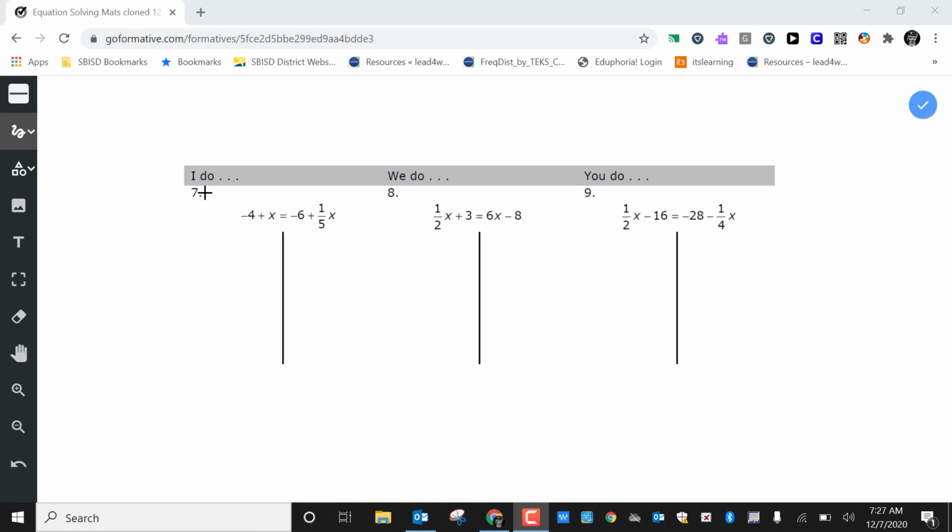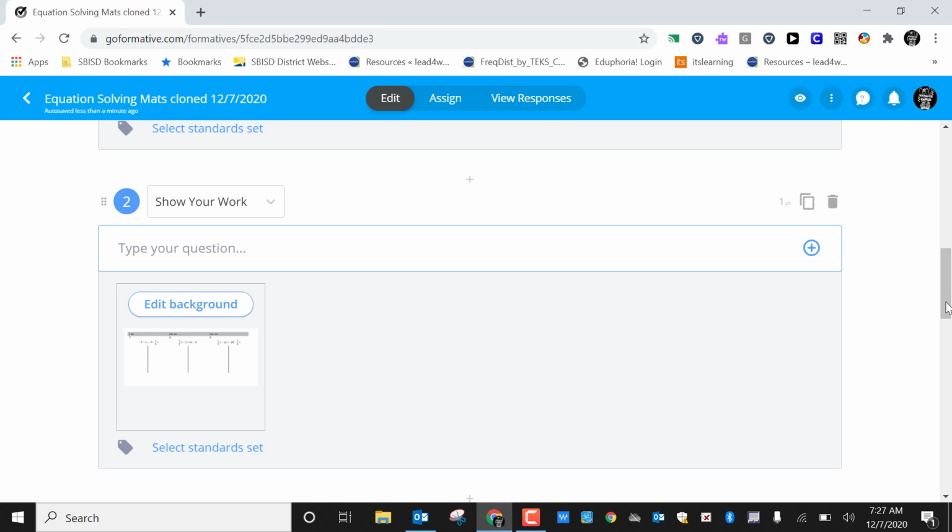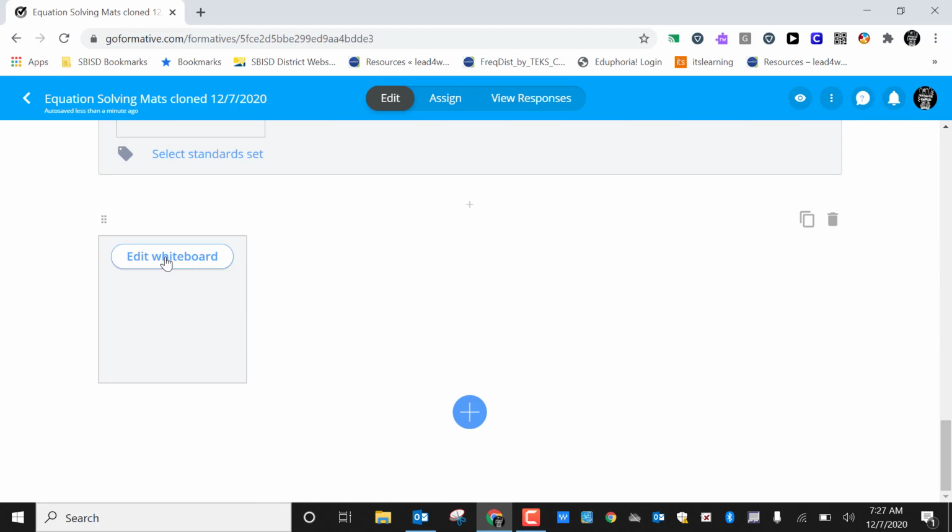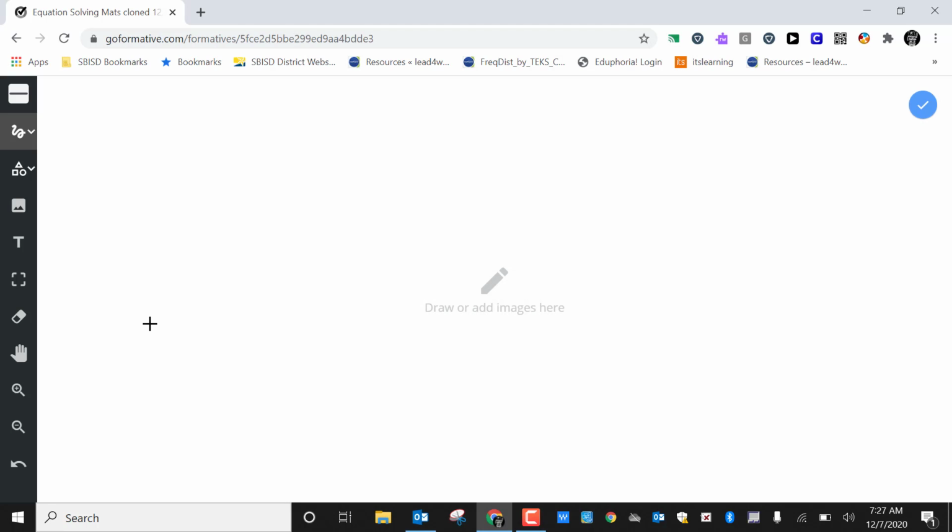Okay, so here's the second set for I do, we do, you do. I'm going to solve -4 plus x equals -6 plus 1/5 x. Okay. So we've got -4 plus x equals -6 plus 1/5 x. This is a plus sign.